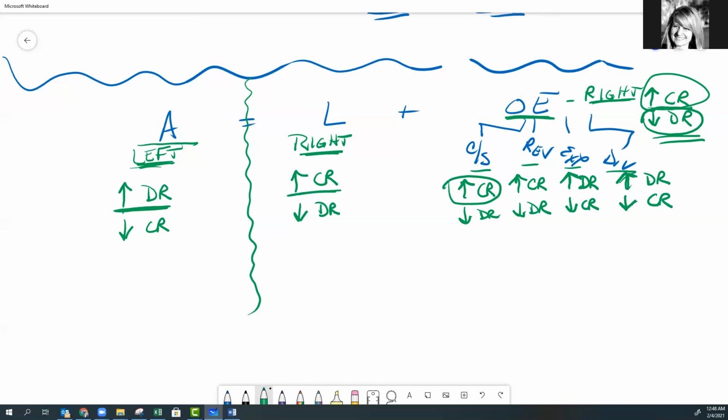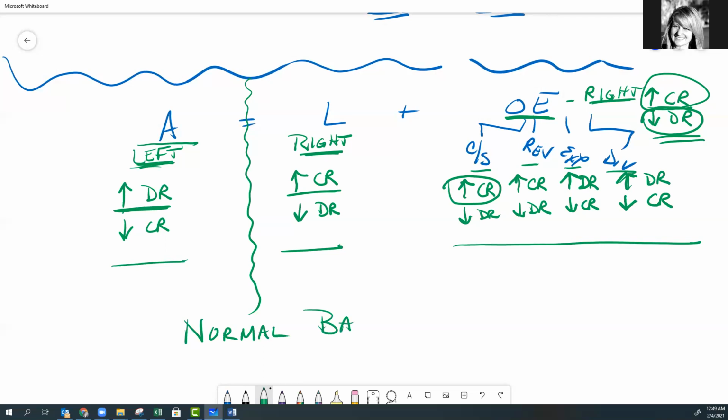All right, so you have to absolutely know the accounting equation and how debits and credits make these asset, liability, and owner's equity accounts go up or down. Now, there's one other thing I want to talk about, and that is normal balances. Normal balances are very, very simple.